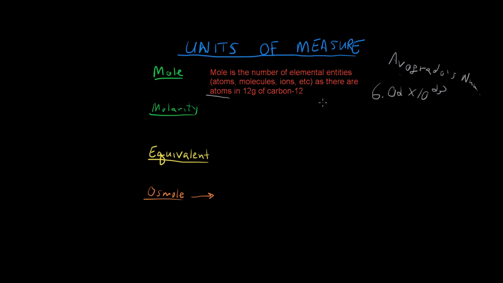And so we see that if we're talking about a mole of glucose, for example, then a mole of glucose has the same number of entities as there are atoms in 12 grams of carbon-12. Well, then a mole of glucose has 6.02 times 10 to the 23rd molecules.